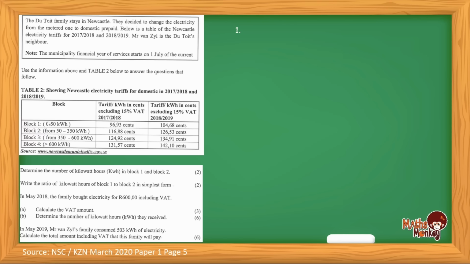So in other words, they want to know in block 1, how many units is actually in this? And in block 2, how many units is actually in this? Now, the way you're going to do this is you're just going to subtract the maximum from the minimum. So in the first block, you'll say the following. In block 1, 50 minus the 0, and that will give you 50 kilowatt hours. So in other words, the first 50 kilowatt hours is going to be this amount in 2017-2018 and this amount in 2018-2019.